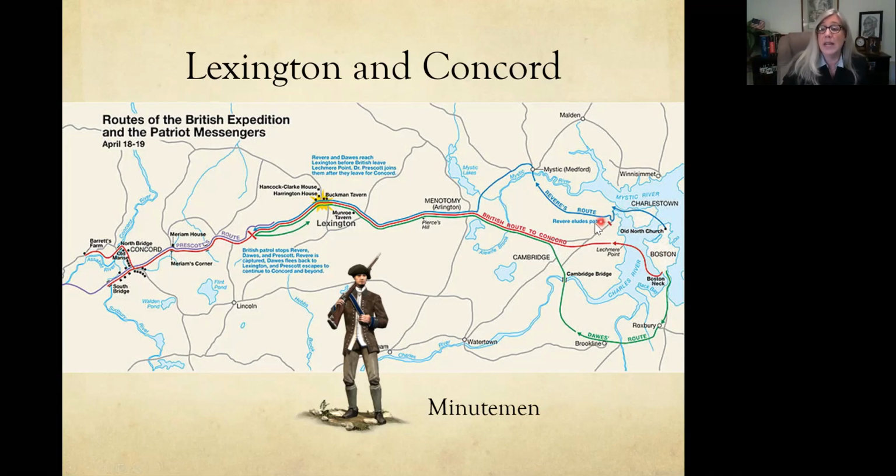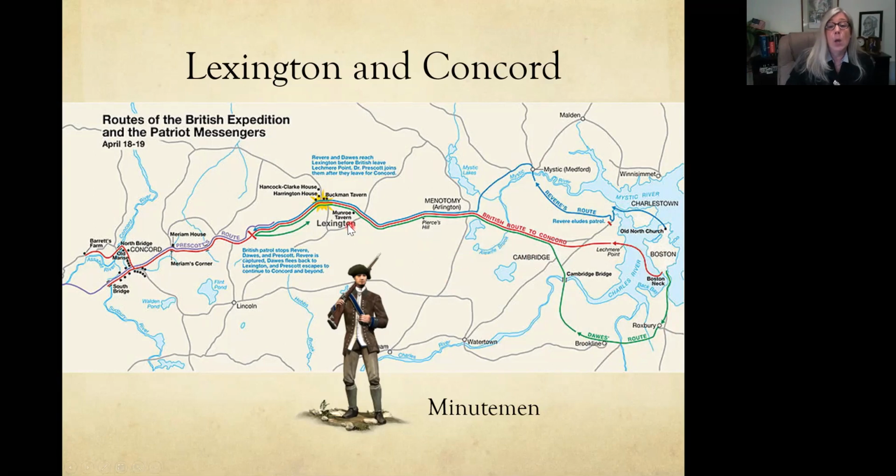And he goes and begins to alert all of these little towns. So they get to Medford, and they're going to notify other communities. You've got William Dawes, who's going to come in this other direction and notify other communities along the way. And there was actually a third one who's not depicted on this route that comes out of Boston.